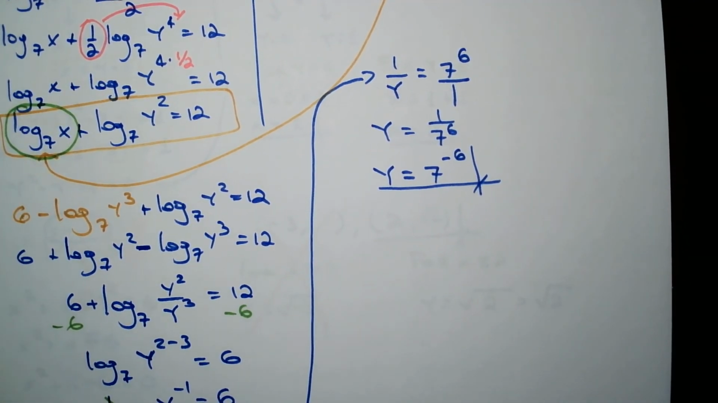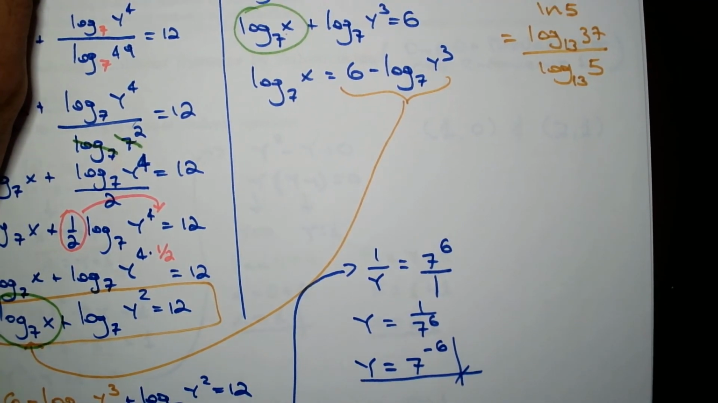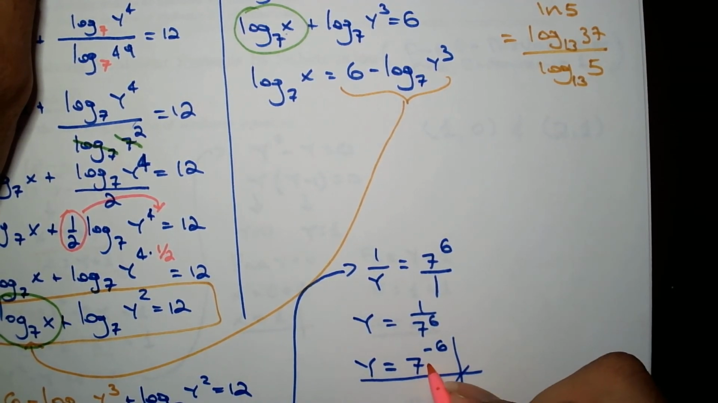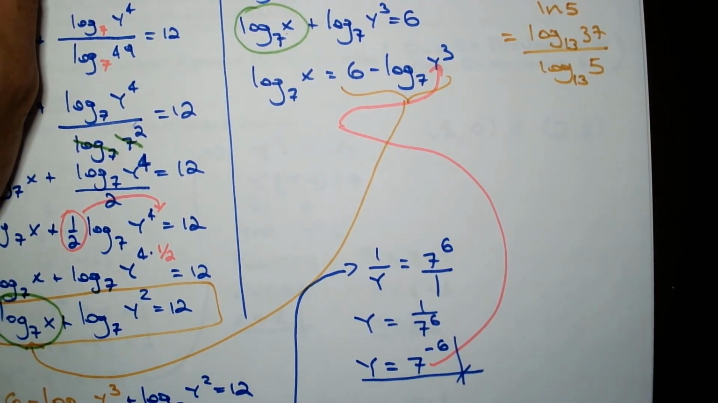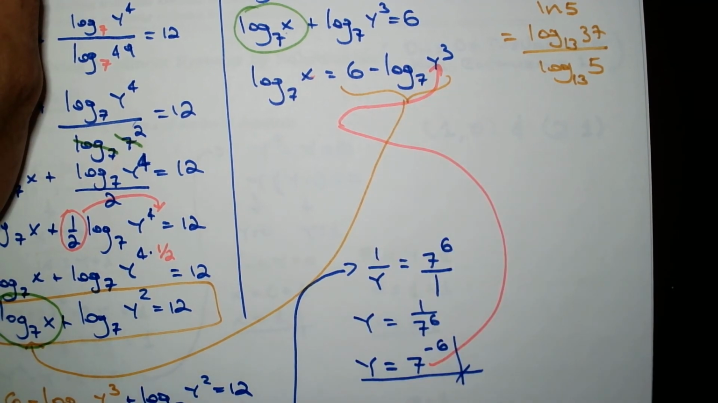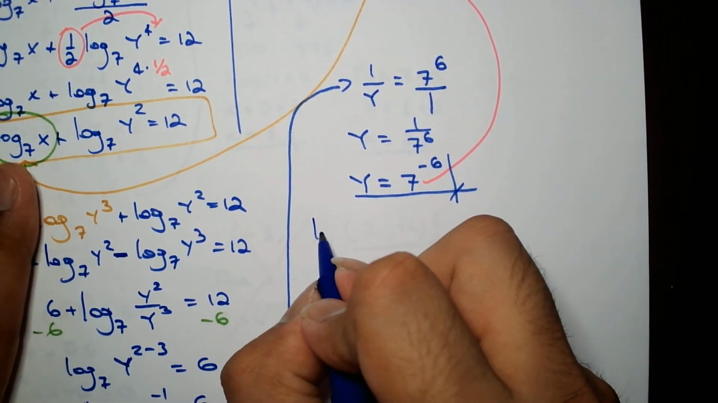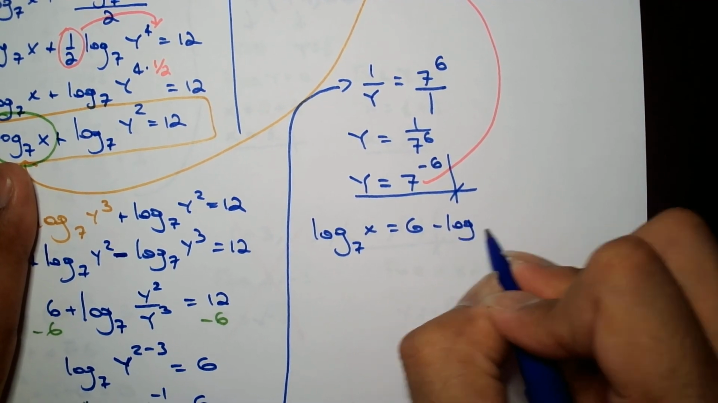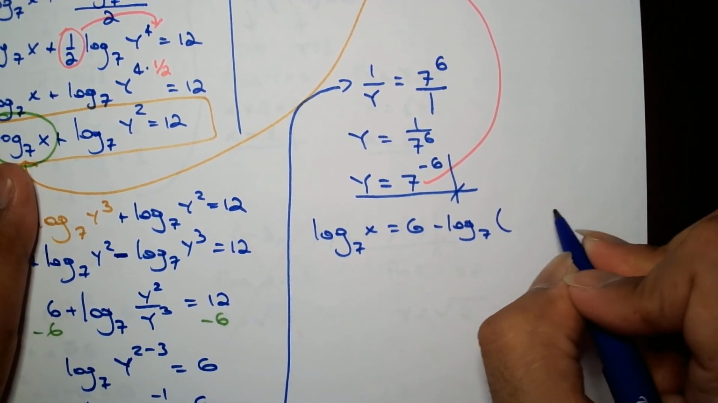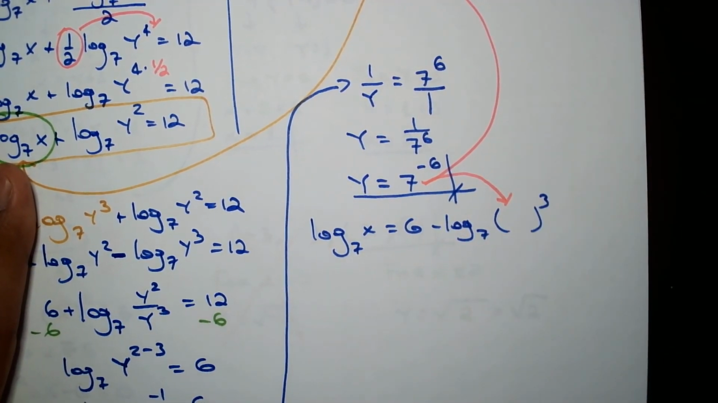Alright, now we need to find the x value. Where are we going to get the x value from? Well, the x value is going to come from here. So we are going to plug in where the y is. Let me rewrite the equation again. The solved equation, log base 7 of x equals 6 minus log base 7 of quantity y cubed.